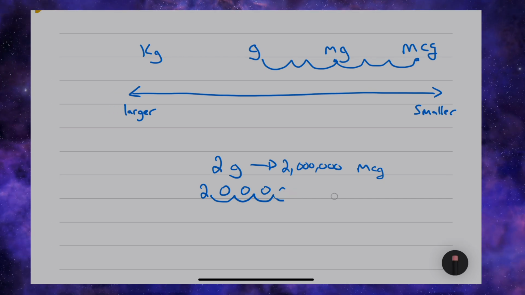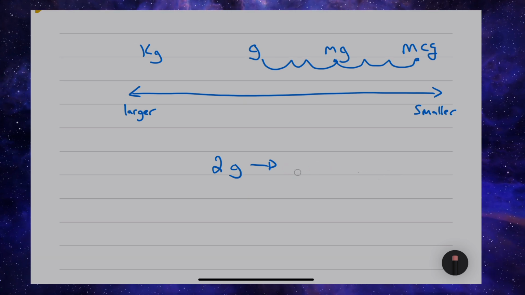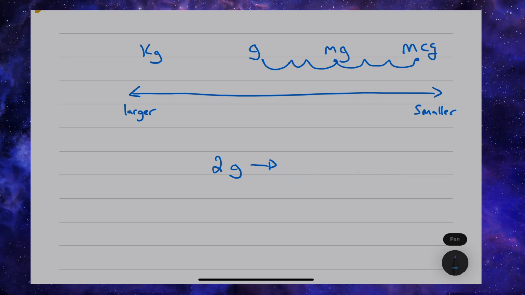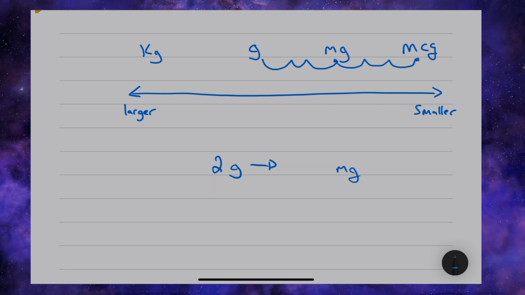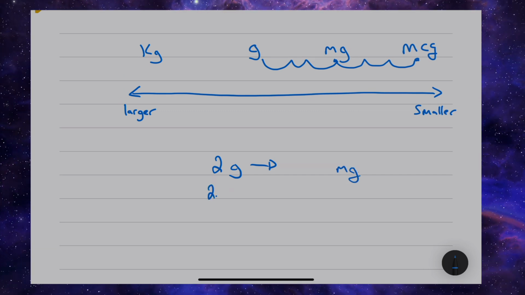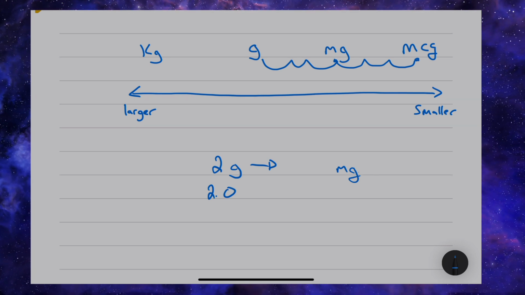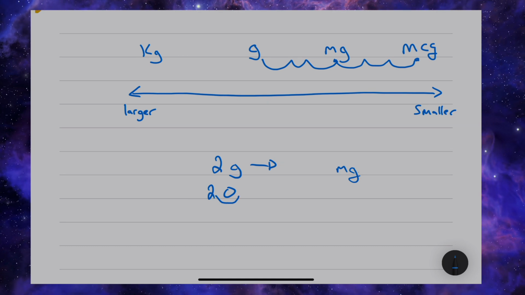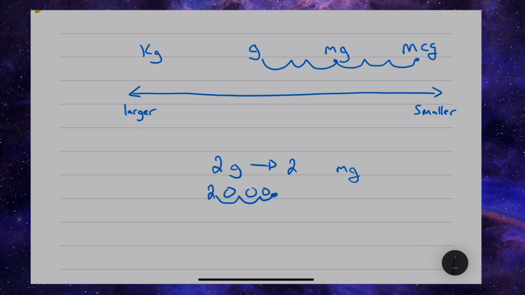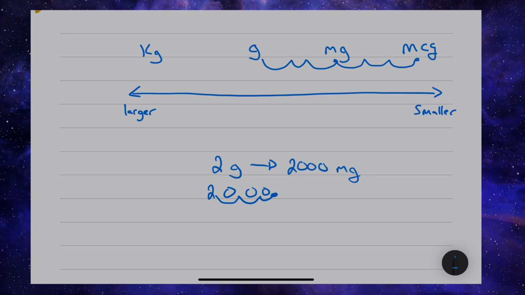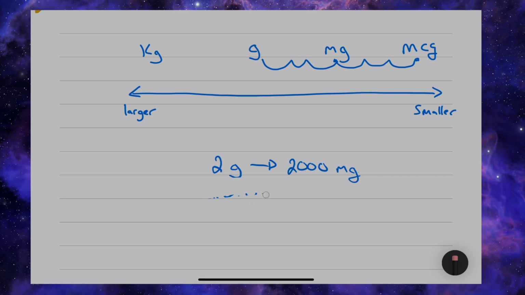So say that we change the problem a little bit and say instead of converting it to micrograms, we needed to know how many milligrams are in 2 grams. Well, come down here, we'll write it again, 2.0. 3 decimal places, remember from grams to milligrams is 3 decimal places. 1, 2, 3, and 2,000 milligrams is equal to 2 grams. And this works vice versa too.